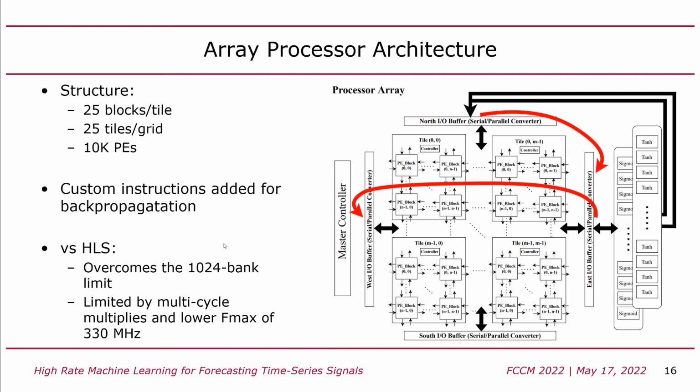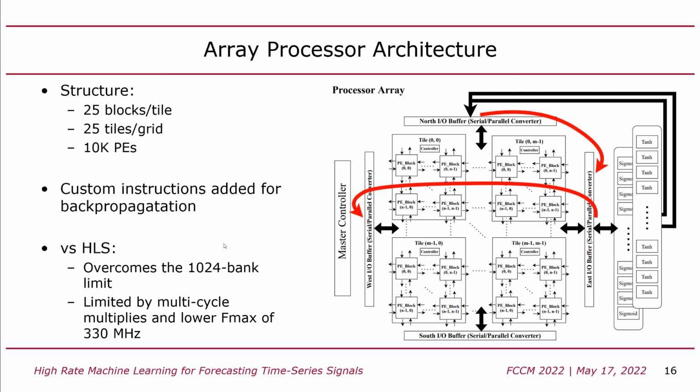David's group added additional data paths to support backpropagation, specifically a copy instruction that moves data from the first row of PEs to the last column of PEs, as well as from the last column to the first column. As compared to the HLS-based implementation, the overlay is able to exceed that 1,024 bank limit imposed by Vivado's HLS loop scheduler, but it suffers from having multi-cycle multiplies and a lower Fmax of 330 megahertz.